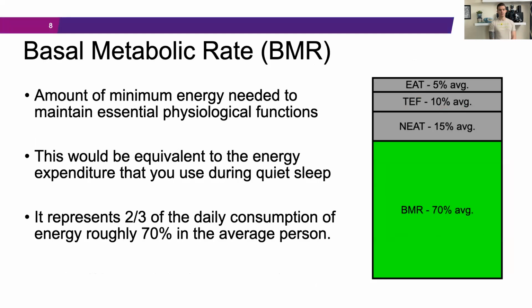So then, your basal metabolic rate, your BMR. This is the amount of energy that is needed to maintain essential physiological functions. So basically, what you need to stay alive, to breathe, organ function, those things. This would be the equivalent to the amount of energy that you'd use during a quiet sleep. And it represents, like I said, about 70% of your total in the average person. So it's about 2/3.